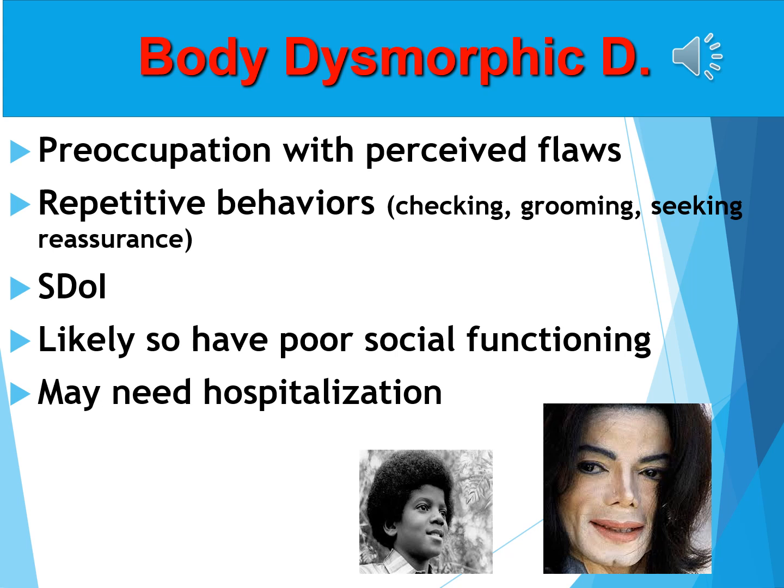There's often repetitive behaviors related to this perceived defect. Checking it constantly, grooming, hiding it, seeking reassurance from others. It must cause significant distress or impairment. The person is likely to have poor social functioning, so that could be addressed quite easily in therapy. Sometimes so severe that hospitalization is needed.